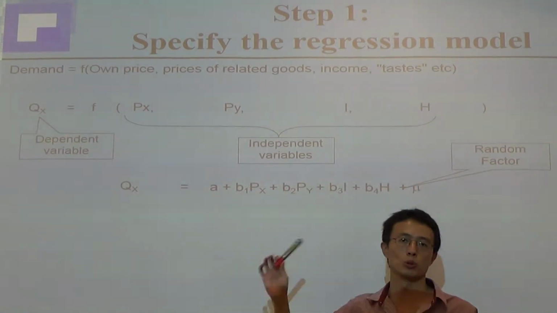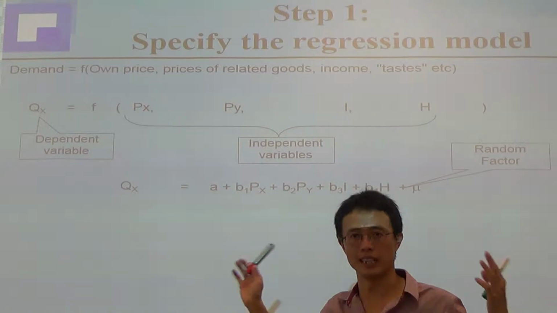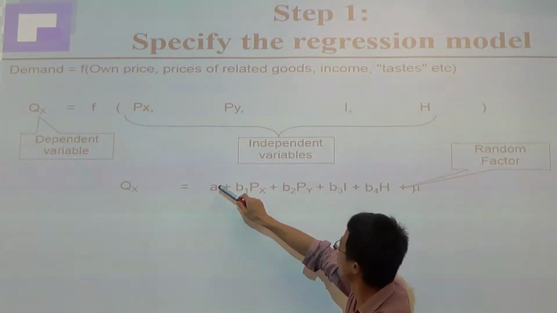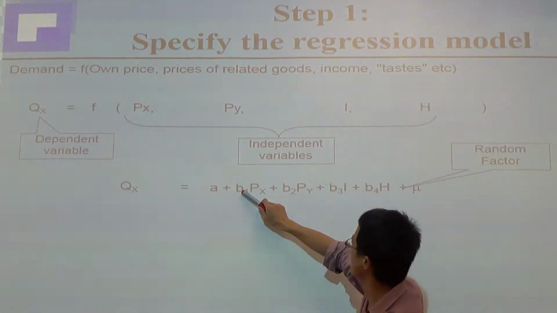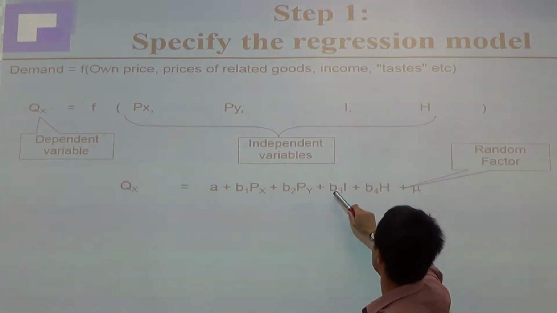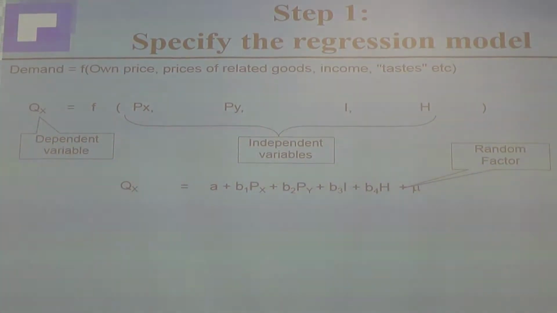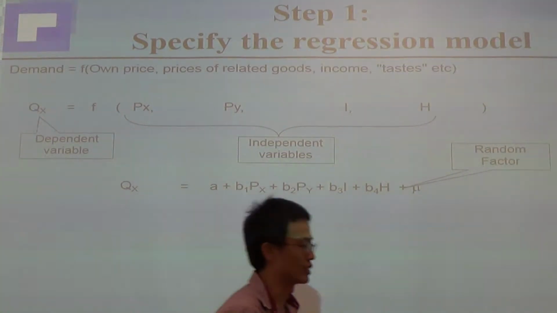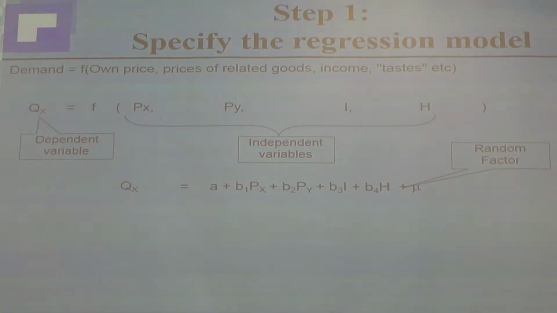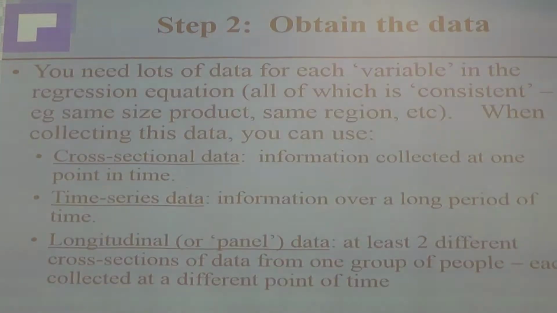Okay, so now we don't know what A is. A could be 2, 3, 4, 5, 6, 7, 8, 9, 10. We don't know what A is, what B1 is, what B2 is, what B3, what B4. So we need to collect data, using data to estimate what the coefficients are. Okay, so now you need to collect data.